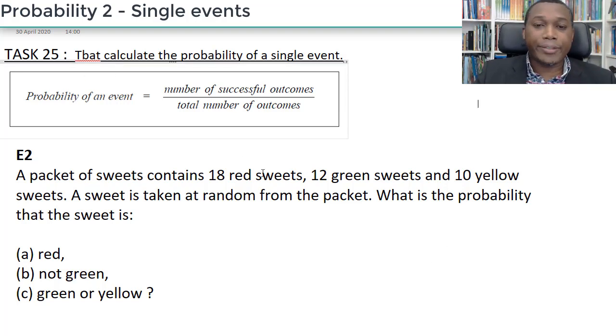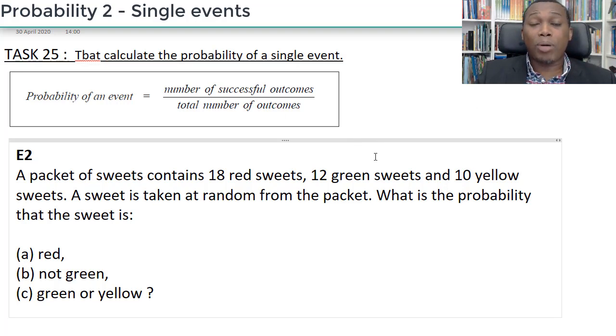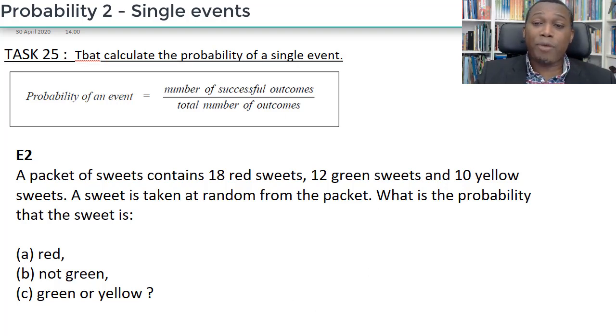Number task 25. To be able to calculate a simple probability of a single event. We're continuing, and we have a second example here. This time about a packet of sweets. So why not read it? Have a go. Pause the video. I know I call it examples, but I think you want to get stuck in and try for yourself.